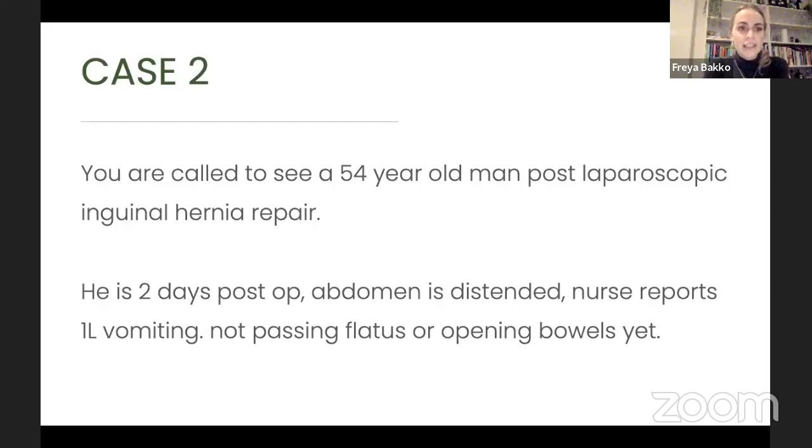So our second case, you're called to see a 54-year-old man post-laparoscopic inguinal hernia repair. He's 2 days post-op, his abdomen is distended, and a nurse reports 1 litre of vomiting. He's not passing any flatus or opening his bowels since the surgery.